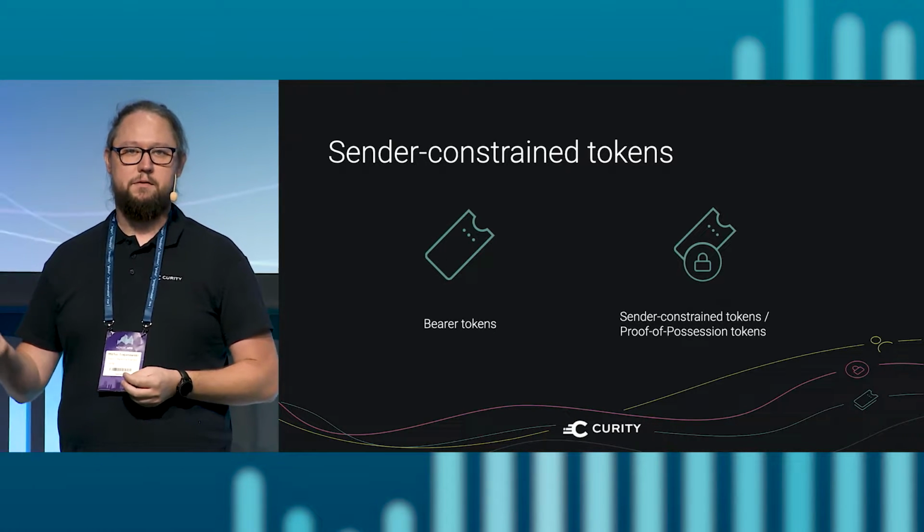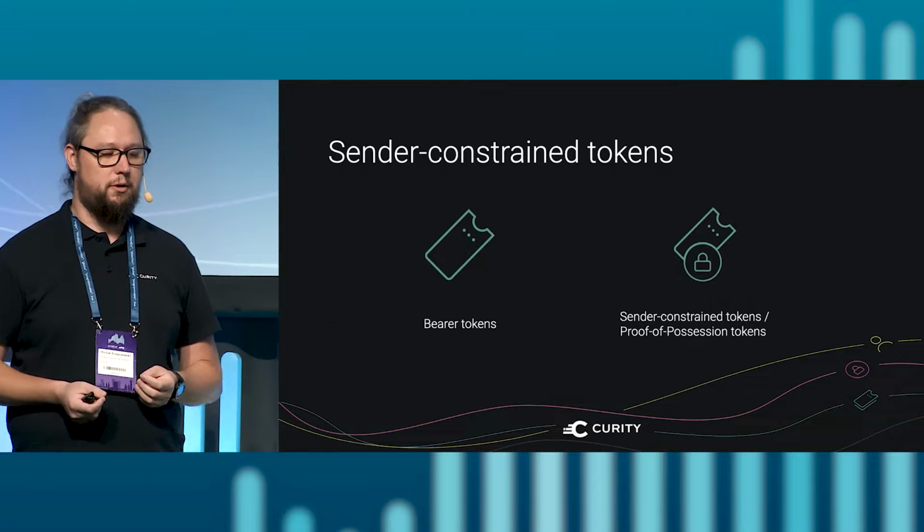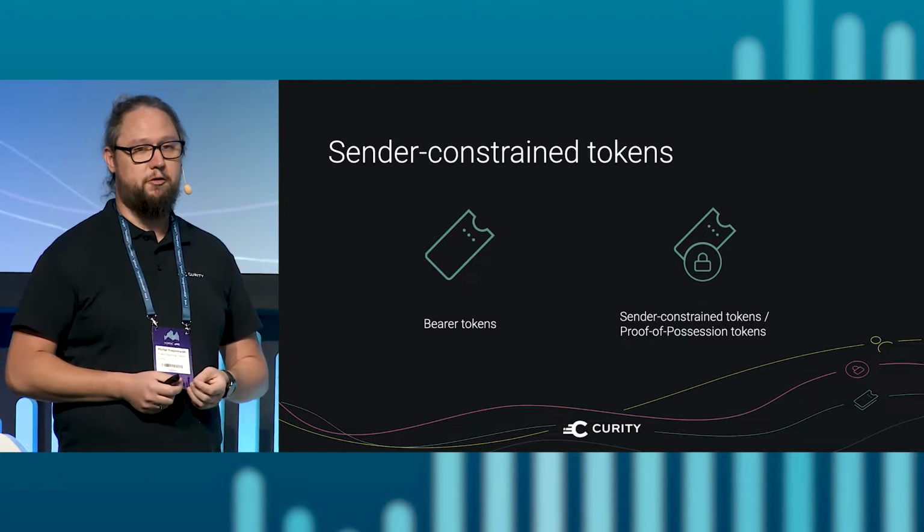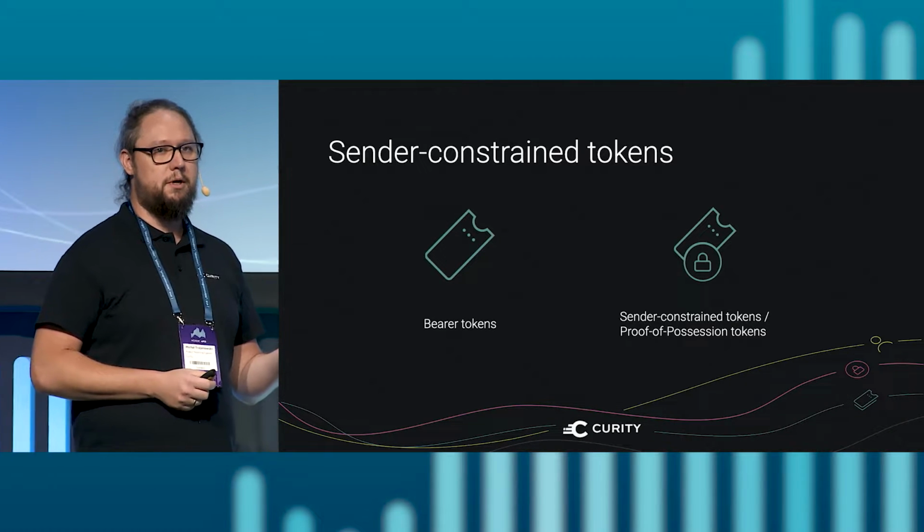And on the other hand, we have sender-constrained tokens. They're much less popular. We also sometimes call them proof-of-possession tokens. So these tokens are bound to only one concrete client. Only the client that initially got the token can then use it to call the API. And we have some information in the token that helps us ensure that it's only that client that can use it.